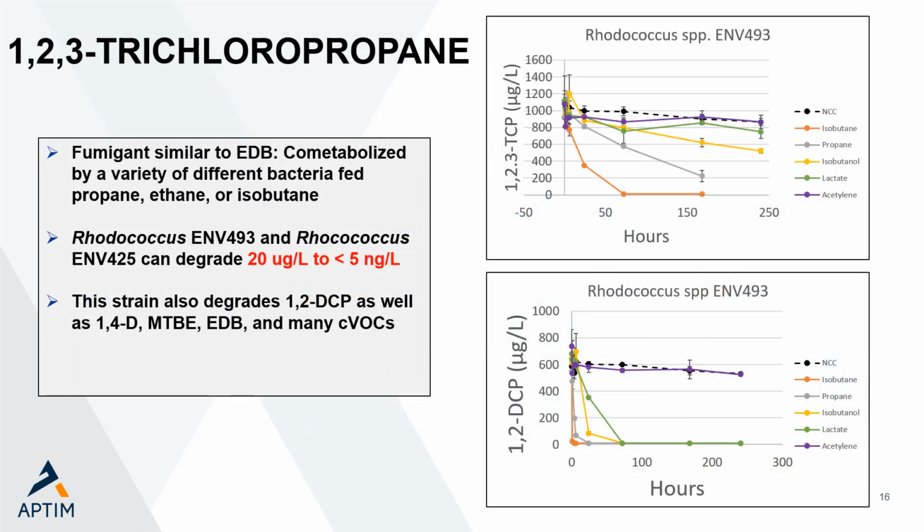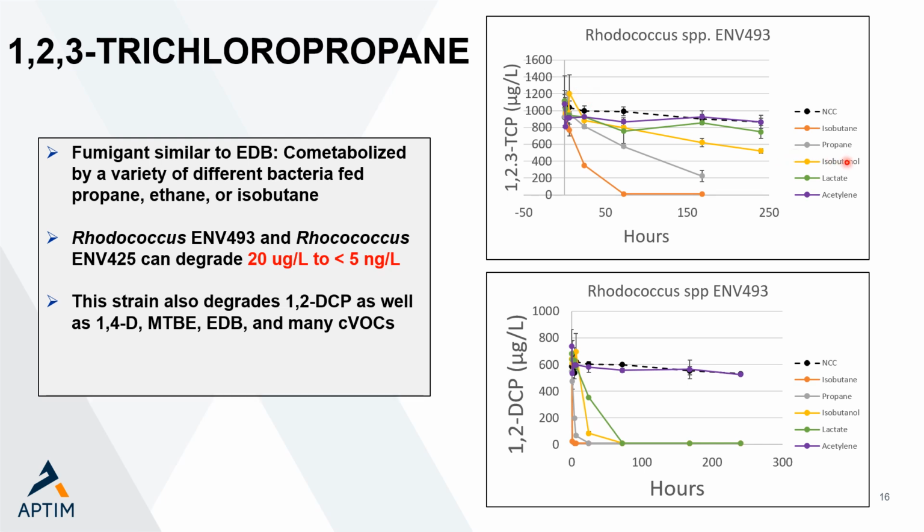I just wanted to slip in another quick example after the dibromoethane: 1,2,3-trichloropropane, which was also used as a soil fumigant, kind of similar to EDB, and it can also be co-metabolized by a variety of different bacteria. This was an organism that we had isolated from an aquifer in California, and when it grows on isobutane, it degrades 1,2,3-trichloropropane. It'll also grow on propane gas, but you see it doesn't degrade it quite as quickly.